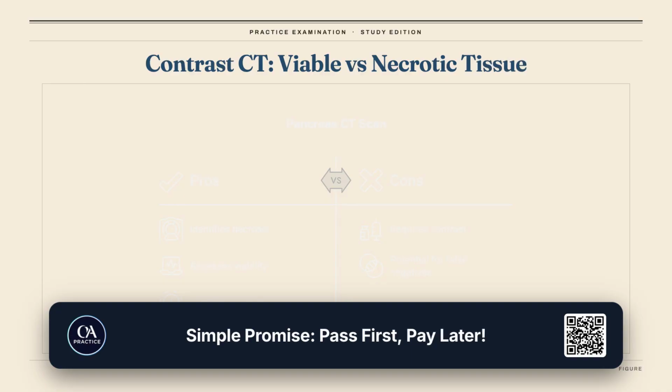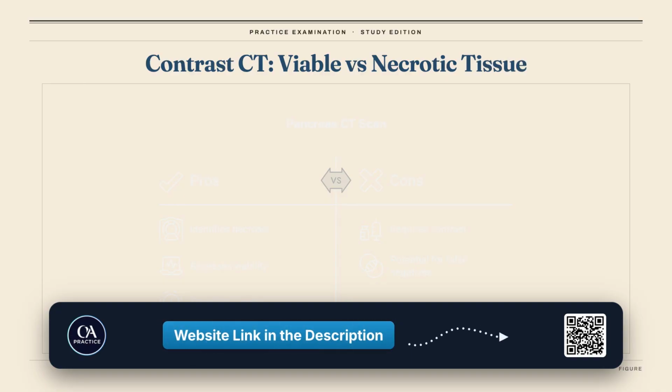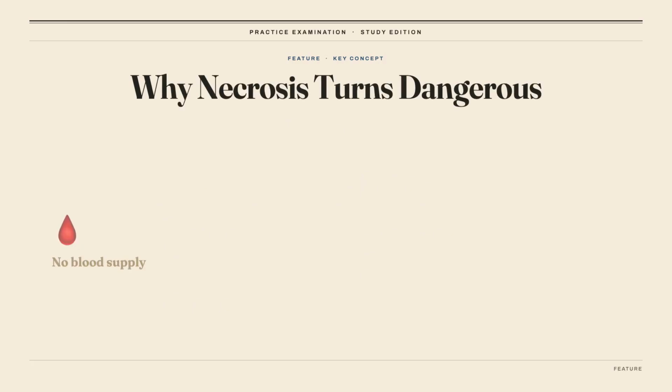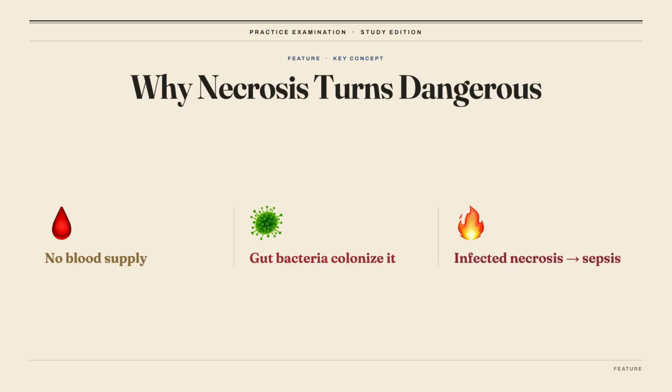Contrast CT works by showing which tissue still has blood flow, but necrosis takes time to declare itself, so a scan taken too early can look falsely reassuring, which is why the study is deliberately delayed roughly 48 to 72 hours after symptoms begin. Dead tissue has no blood supply, which means no immune cells and no antibiotic penetration reach it. So bacteria migrating from the nearby gut colonize it easily.